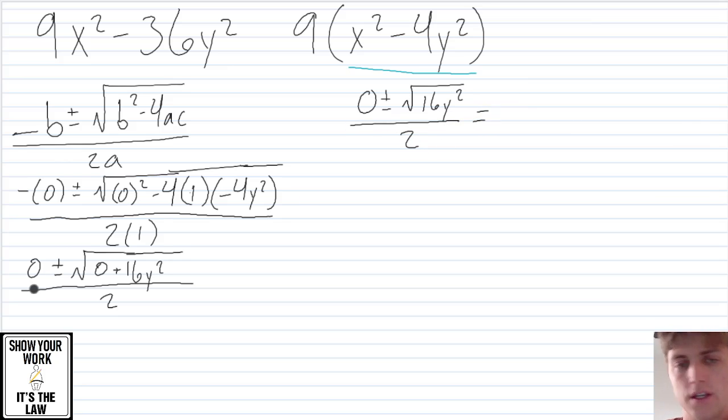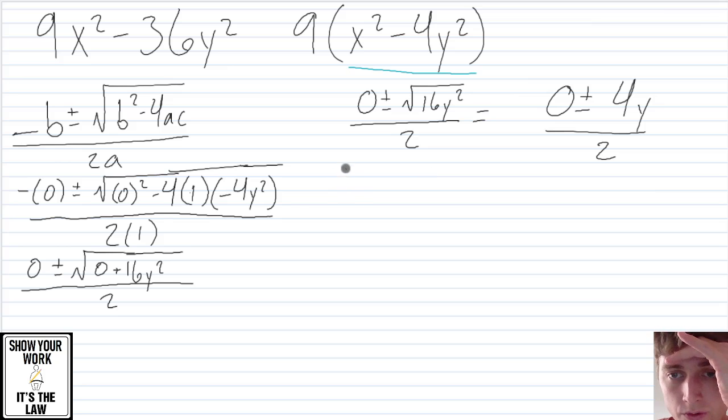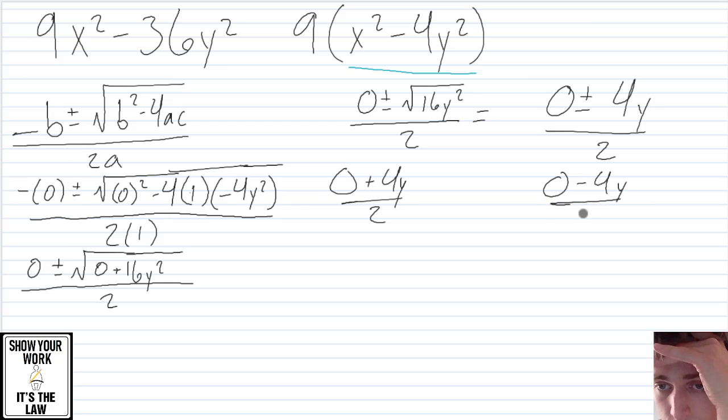You don't have to know why just yet, because I'm just now realizing I don't think I've taught y'all how to do square roots, so I will be making a video coming up on how to do that. But basically, I can still teach you how to do that. You take the square root of 16, which is 4, and you take the square root of y squared, which is y, over 2, and we got 2 situations. We got a plus, and we got a minus. All right, 0 plus 4y is 4y over 2 equals 2y, and then over here we have negative 4y divided by 2 equals negative 2y.